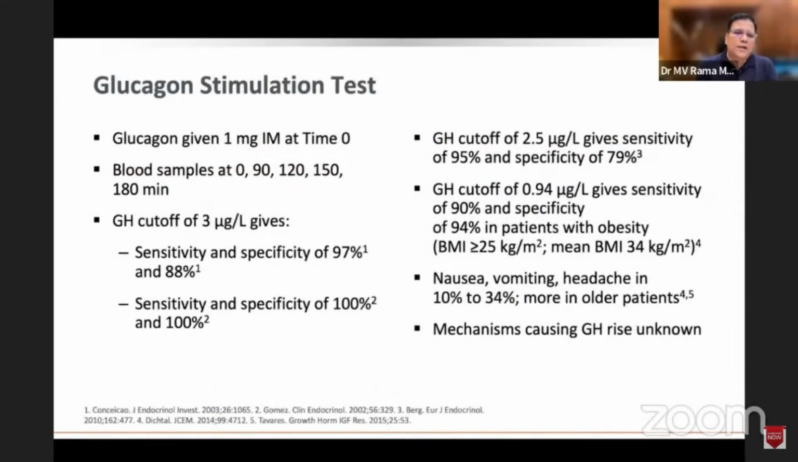And one more test is called the glucagon stimulation test, where glucagon is given 1 milligram IM at time 0, and growth hormone and IGF samples are taken at 0, 90, 120, 150 and 180 minutes. A growth hormone cutoff of less than 3 microgram per liter gives a sensitivity and specificity of around 97 to 88%. So this is how you have to see this test. And if the cutoff is 2.5, it gives a sensitivity of 95% and specificity of around 80%. So like this, you have to see that different tests are available.